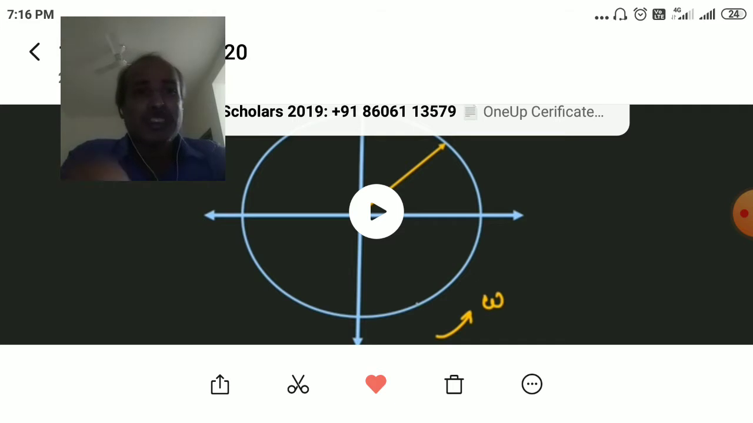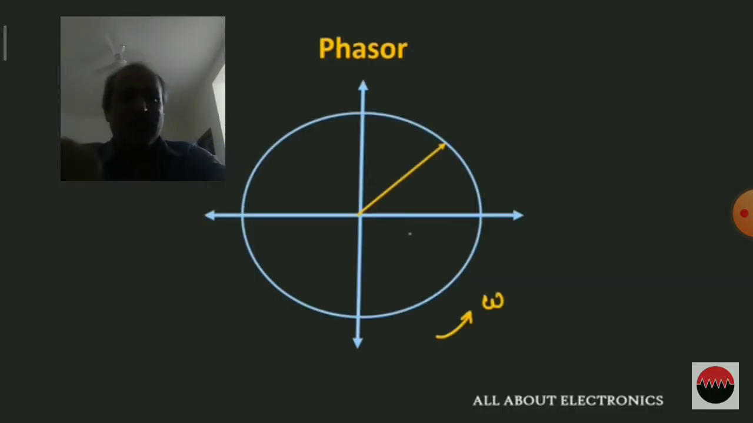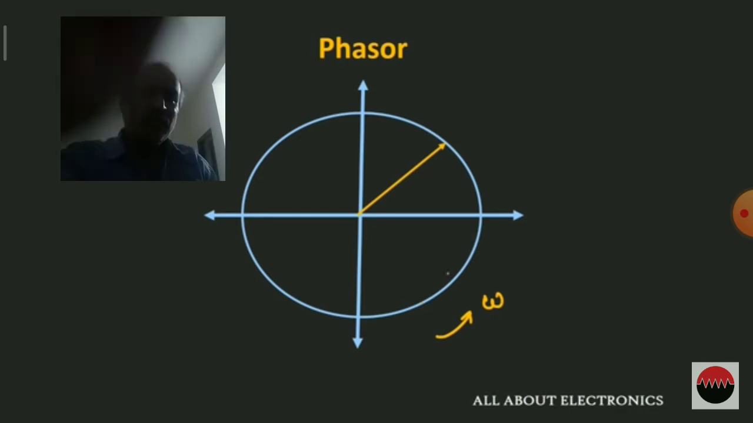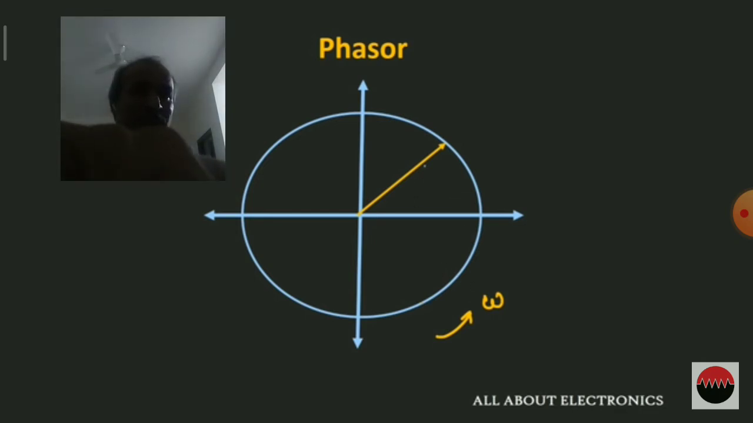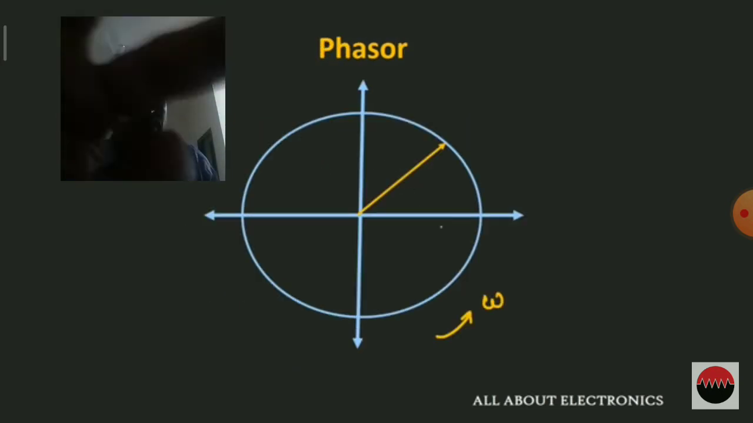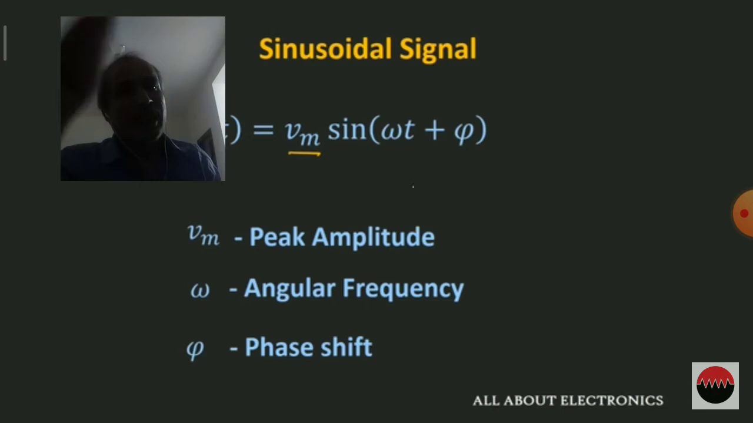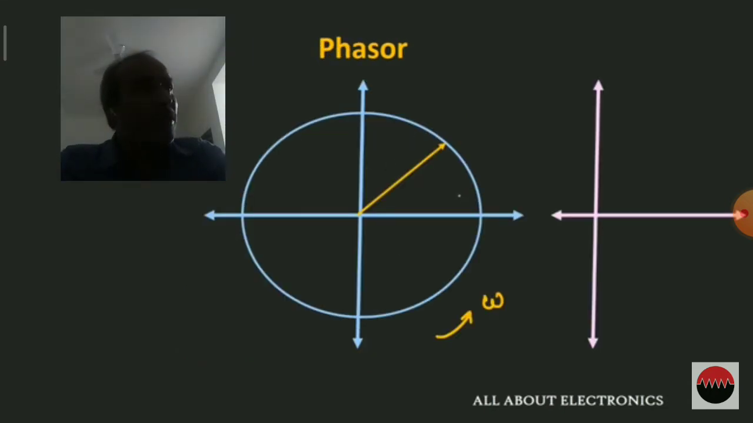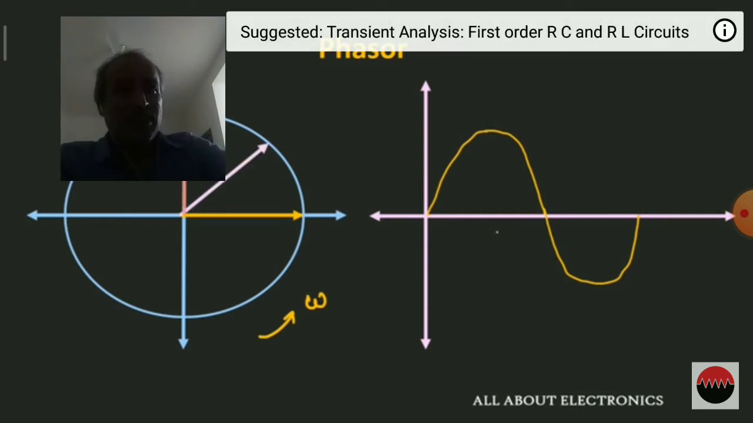Let's see how the current and voltage change. So this is a phasor. This is nothing but the amplitude. The vector is rotated with the angular velocity omega. So at any time, what is the instantaneous voltage? Vm sine of omega t plus phi. Now draw the projection of the vector. The projection of the vector gives the instantaneous value.